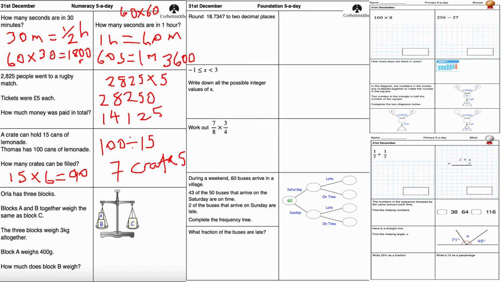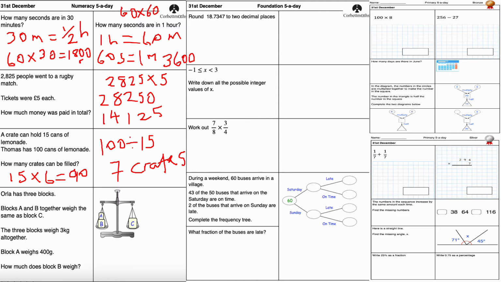Orla has 3 blocks. Blocks A and B together weigh the same as block C. Okay, the 3 blocks weigh 3 kilograms altogether. Block A weighs 400 grams. Work out the weight of block B.